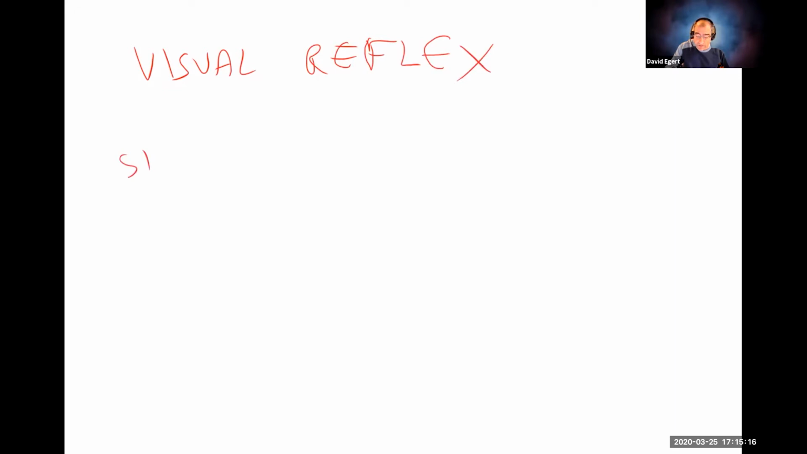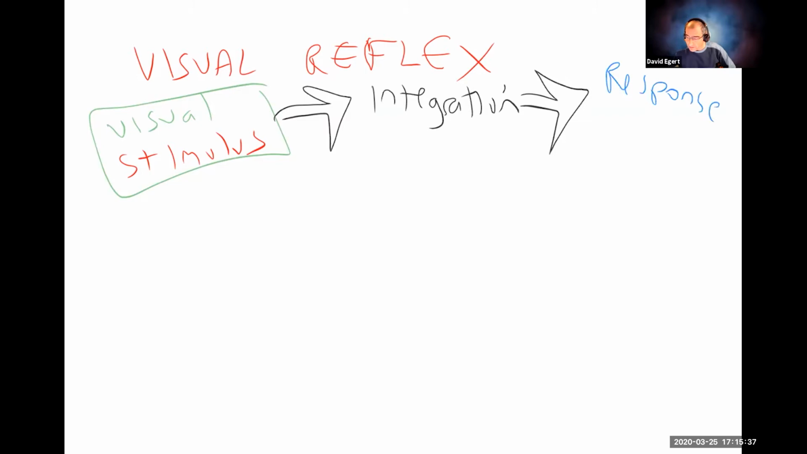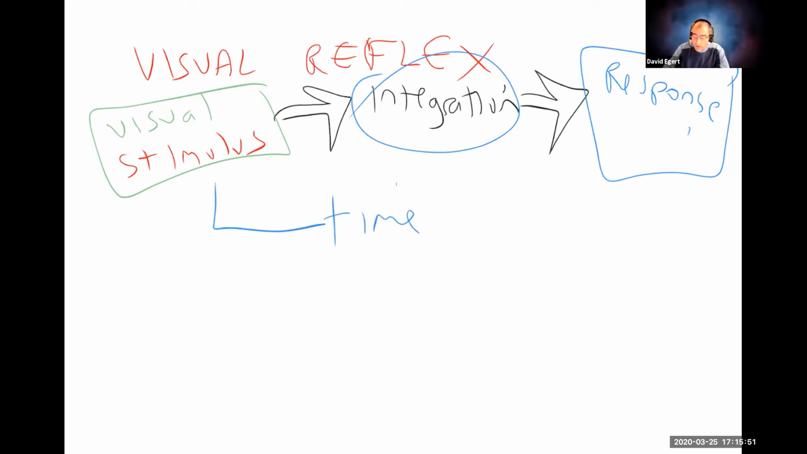Any kind of reflex, there's some stimulus. But if it's a visual reflex, it's going to be a visual stimulus. There's always going to be some kind of integration, and there's always going to be some kind of response. So this is what we're going to be playing with: a visual stimulus and a response. There's going to be some time that it takes from when the visual stimulus occurs to when the response happens.